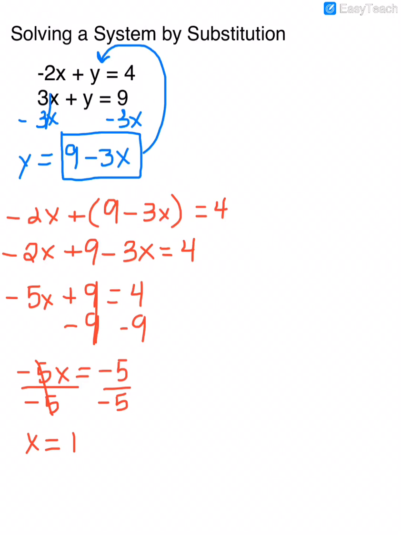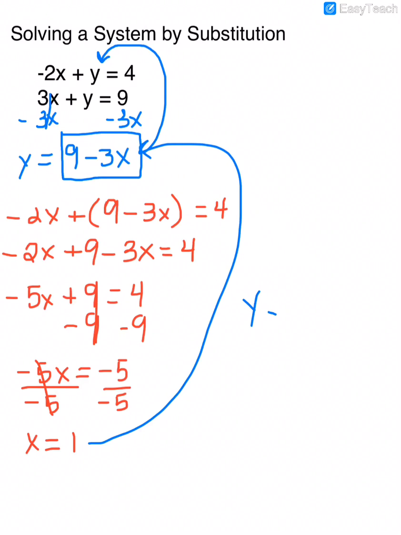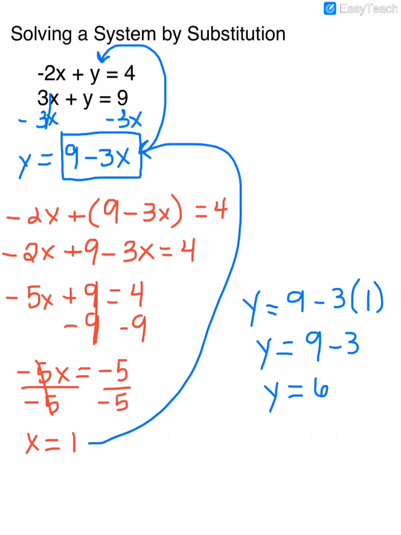Okay, so I have my x coordinate. I still need my y coordinate. So I'm going to take this 1 and plug it into either equation, and I would get the same answer. I'm going to plug it into the bottom equation where I've already solved for y, since I'm looking for y. So y equals 9 minus 3, because 3 times 1 is 3. And y equals 6. So my solution, my ordered pair, is (1, 6). That's the point where those two lines cross.